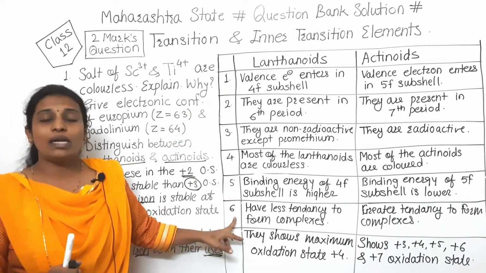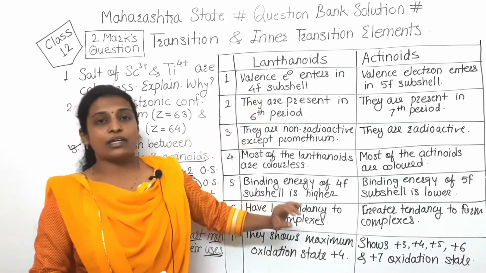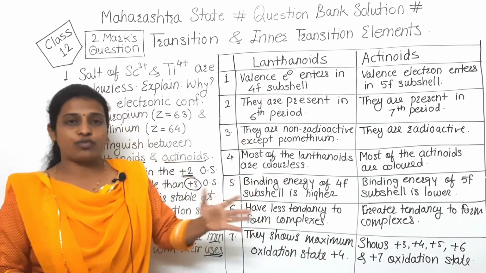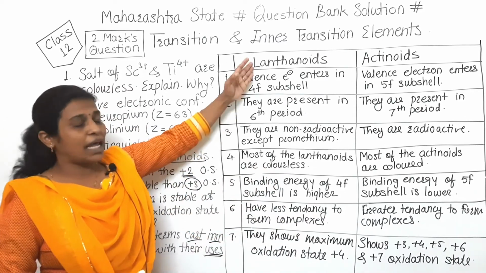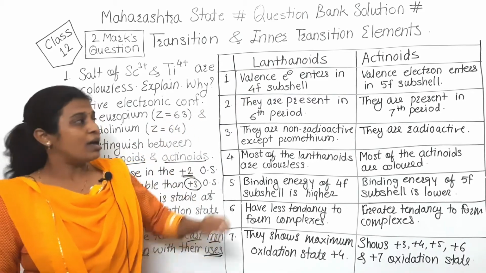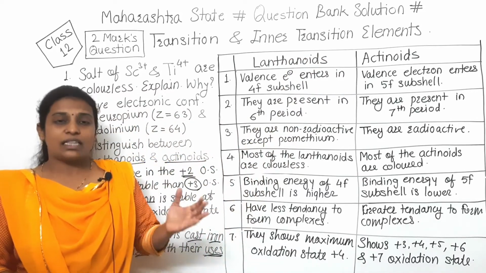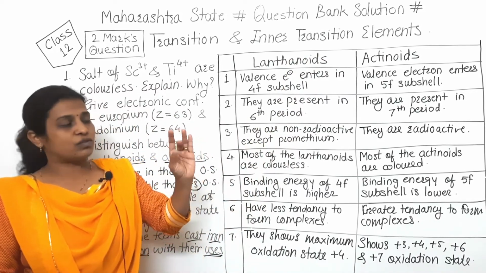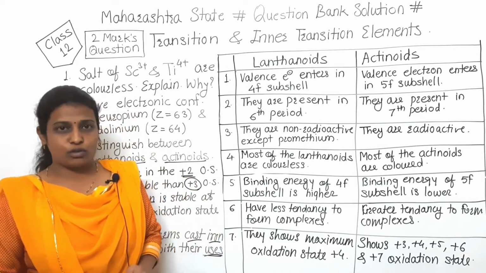Lanthanoids have less tendency to form complexes, but actinoids have a greater tendency to form complexes. Last point: the lanthanoid shows the maximum oxidation state, that is +4, but actinoid shows variable oxidation states, that is +3, +4, +5, +6 as well as +7 oxidation state also.